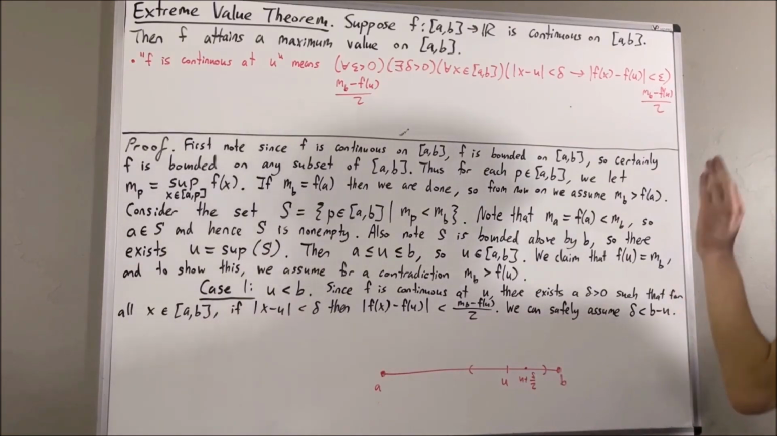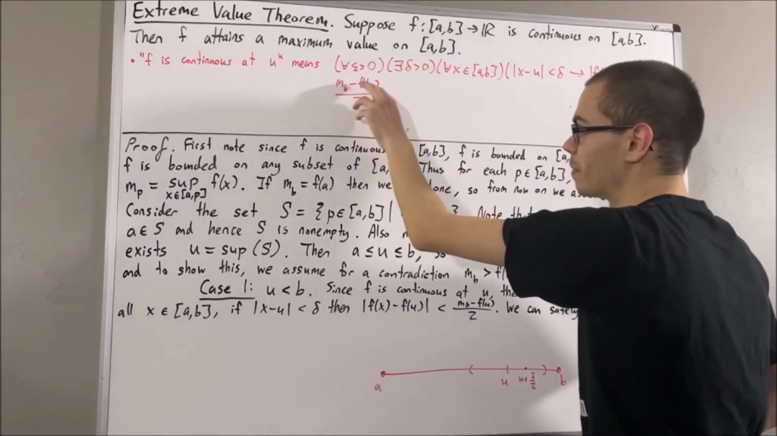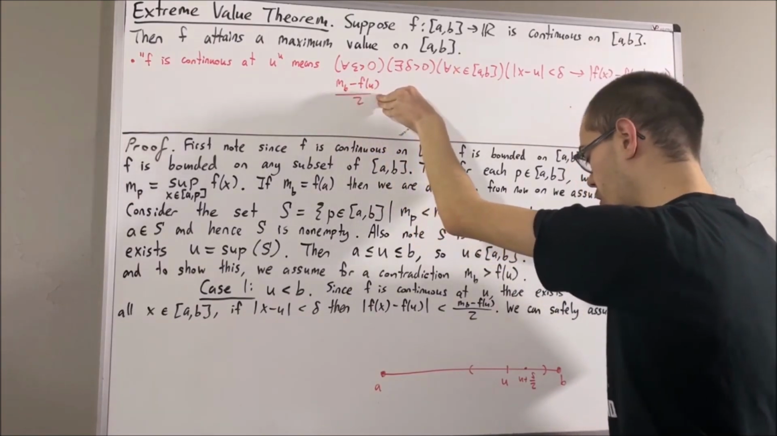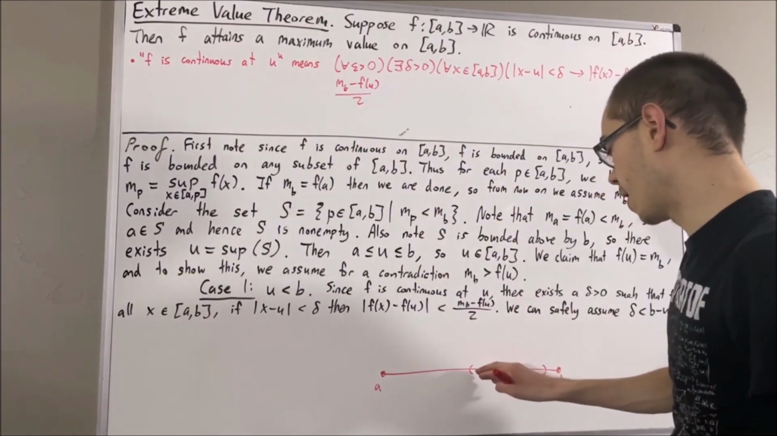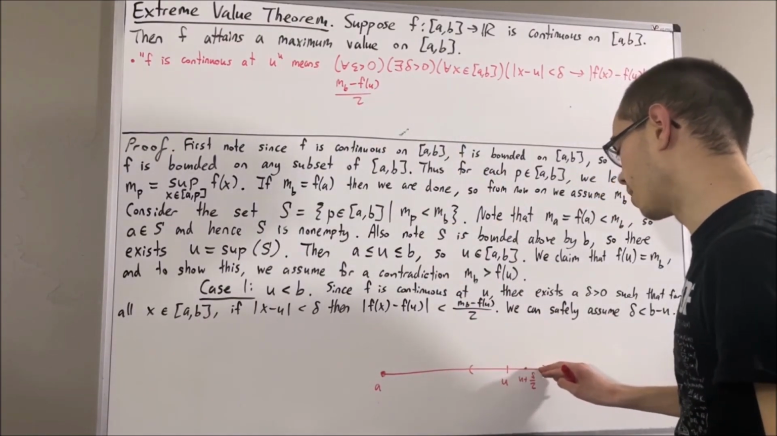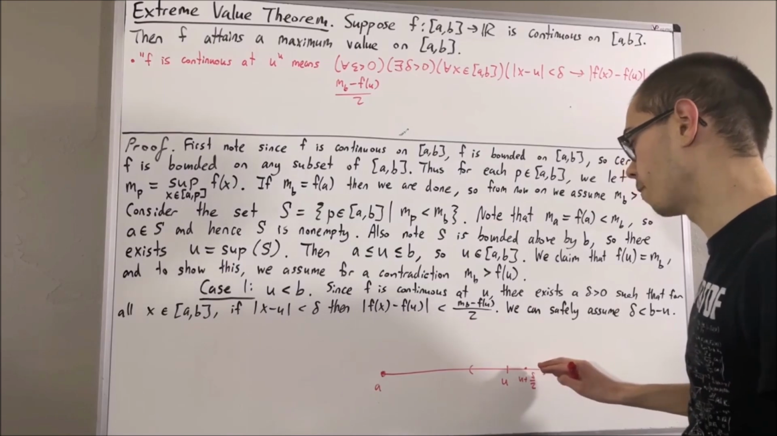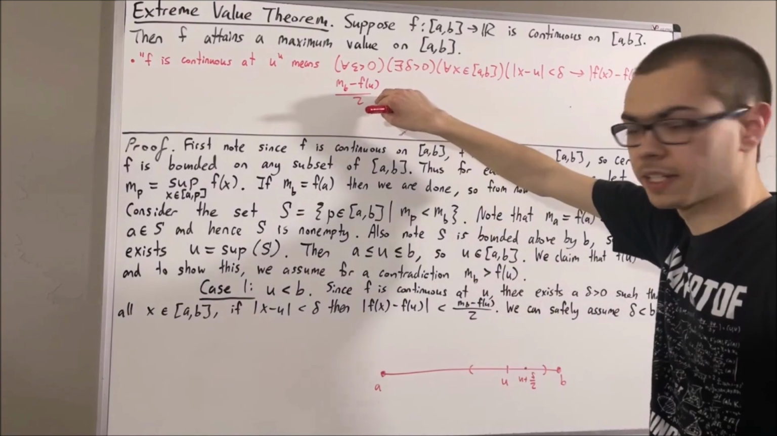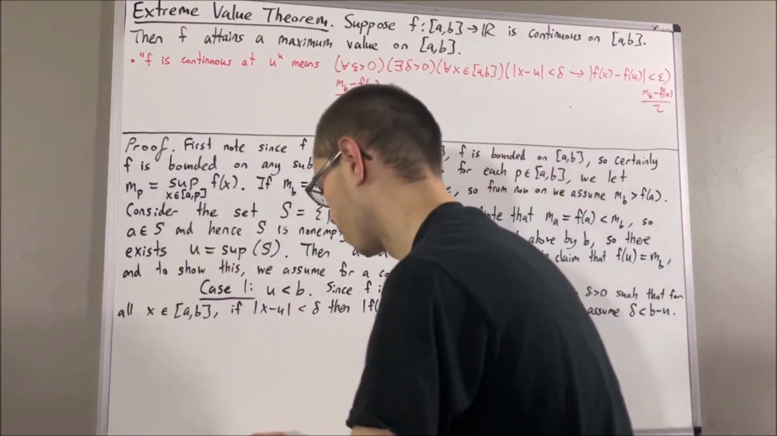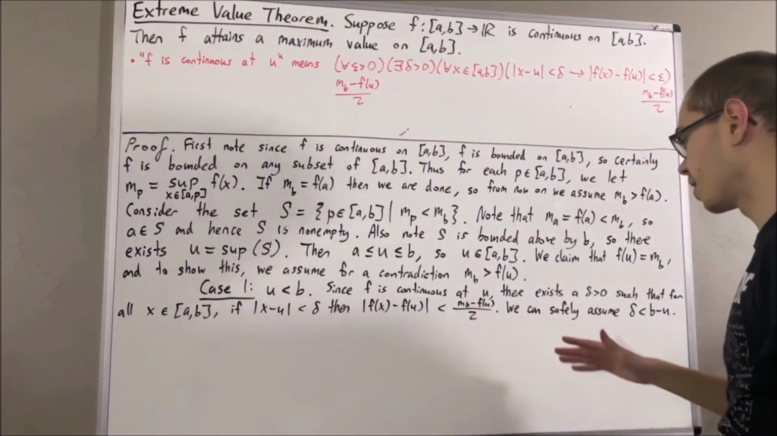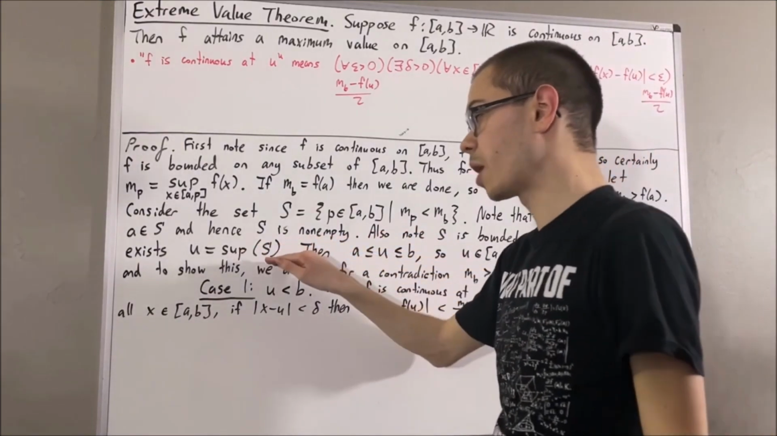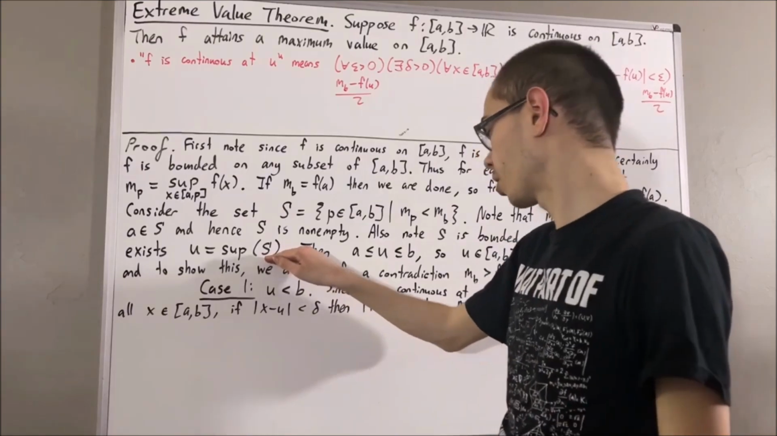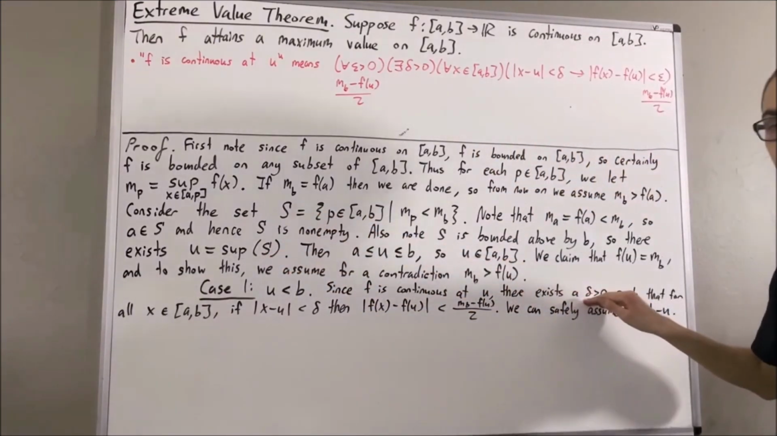But then, why did we take epsilon to be MB minus F of U over 2? Well, because this is going to lead us to showing that every output value in this neighborhood through the function F will be less than the average of F of U and MB, right? This is just preparing us for that. But then, since U is the least upper bound of S, anything smaller than U is not an upper bound of S. So in particular, U minus delta is not an upper bound of S.